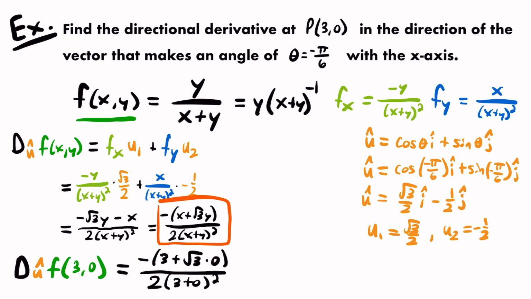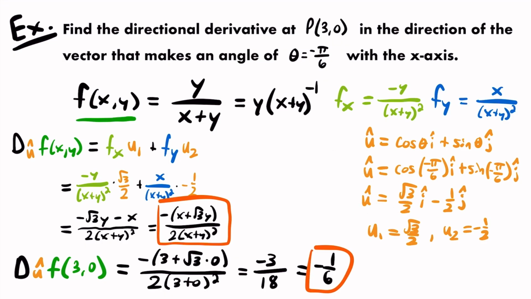And so simplifying, the square root of 3 times 0 is 0, so you just have 3 times negative 1. So we get negative 3 in the numerator, and then in the denominator, 3 plus 0 is 3, 3 squared is 9, 9 times 2 is 18. So we have negative 3 divided by 18, which reduces to negative 1/6. And that right there would be the directional derivative, or the slope, at this point on this surface in the direction of the vector that makes an angle of theta equals negative pi divided by 6 with the x-axis. This unit vector right here.